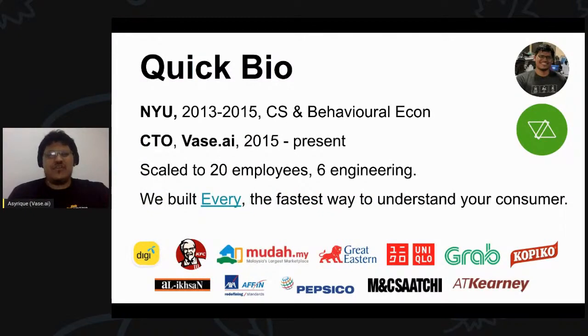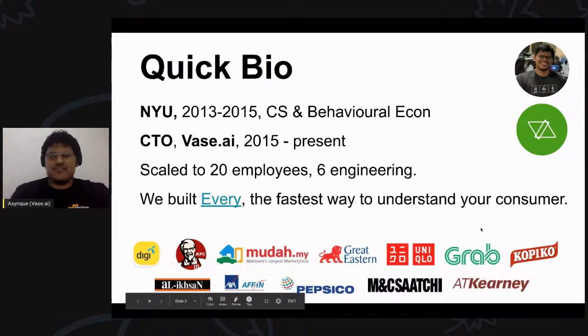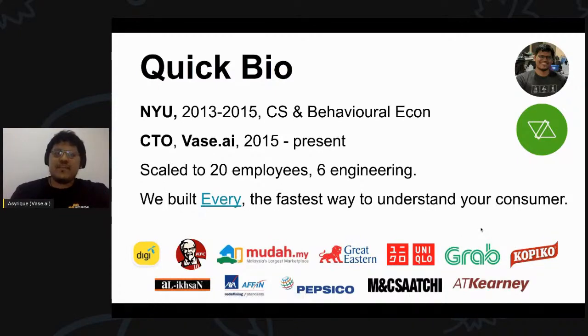I studied in uni from 2013 to 2015 on computer science and behavioral econ, but I dropped out to start Vase.ai, for which I've been the CTO from 2015 until present. Currently the company is at 20 employees, 6 of which are engineering, and we build Every, which is askevery.com, the fastest way for you to understand your consumer. Some of the logos below are the kind of businesses who buy our software platform.